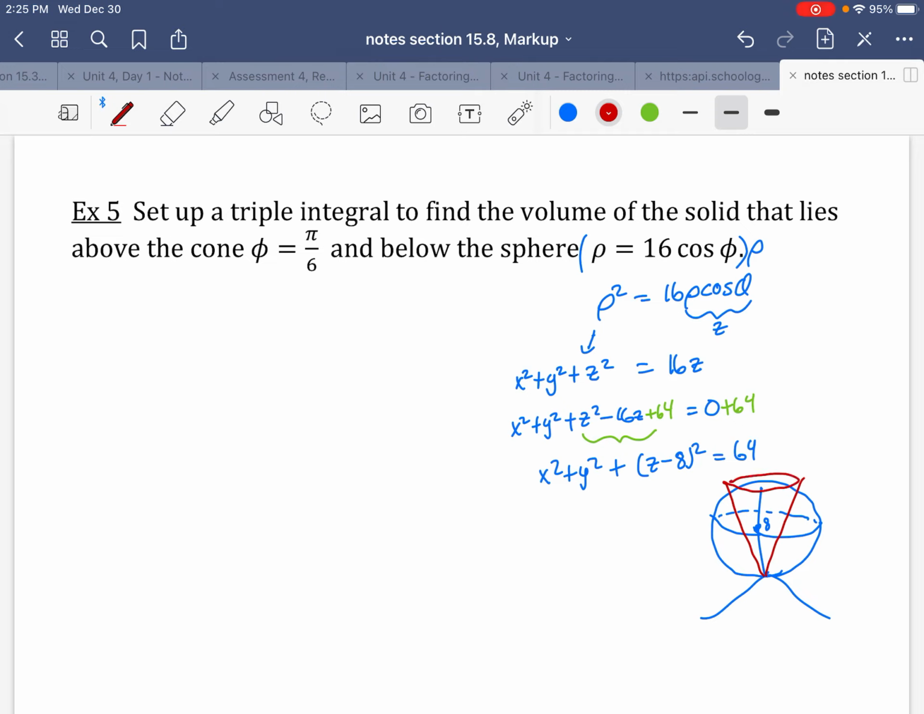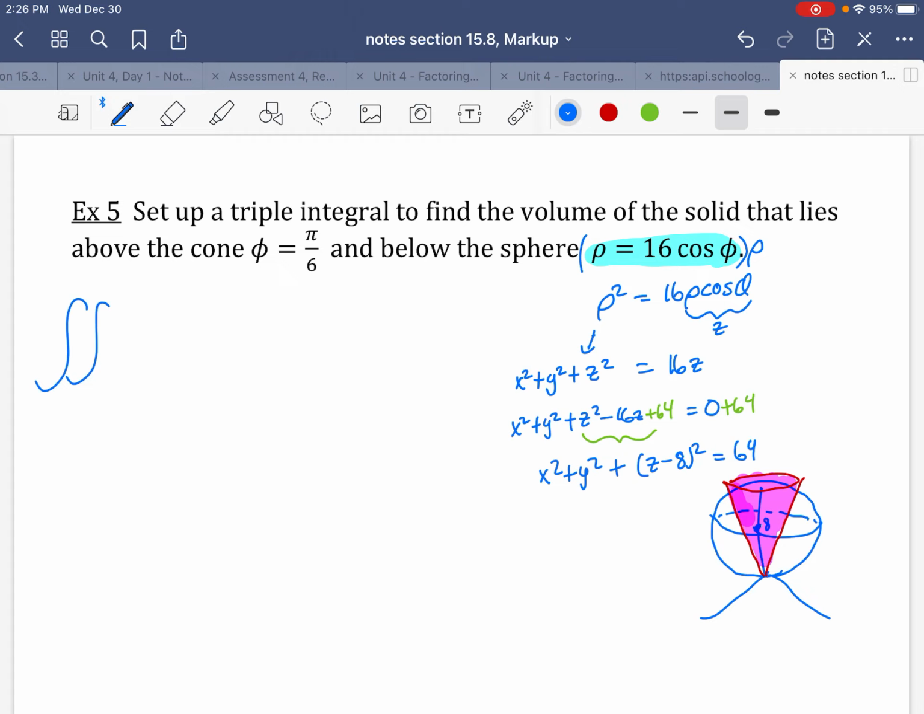So a triple integral to find the volume of the solid that lies above the cone and below the sphere. So we're basically doing the volume of the stuff inside here. But I just wanted you to realize what the picture was and what this equation does. Okay, here we go.